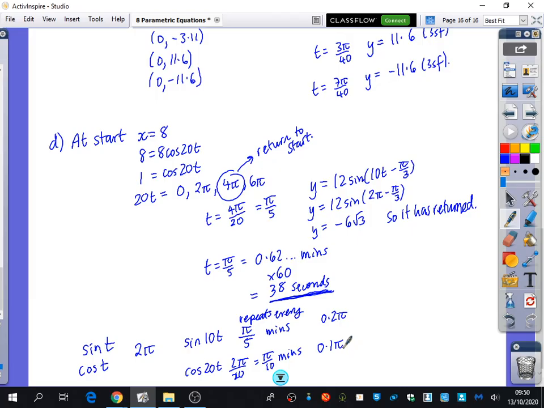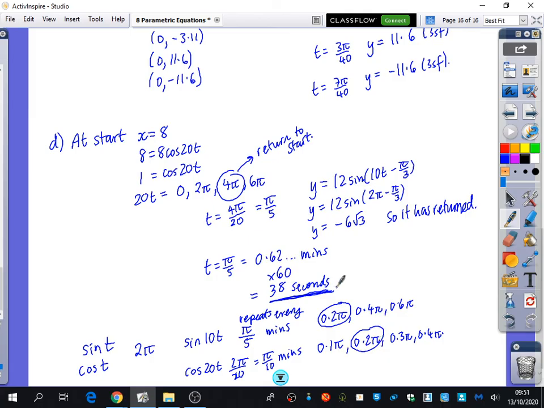At 0.2, yeah, because this one is going to be repeating at 0.1 pi, then at 0.2 pi it will have gone back to its same place, at 0.3 pi, at 0.4 pi. Whereas this one will be going 0.2 pi, 0.4 pi, 0.6 pi. So the place where they both will have repeated and be at the same point is at 0.2 pi, which is pi over 5, which is 38 seconds.